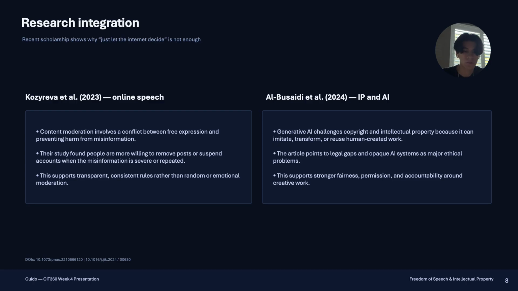For research, Kozyreva and colleagues studied content moderation dilemmas between free speech and harmful misinformation. Their work supports the idea that platforms need clear and consistent rules, especially when misinformation is harmful or repeated. Busadi and colleagues focus on generative AI and intellectual property. I'm sorry, I may have mispronounced that. Feel free to correct me if I did. But they explain how AI challenges older copyright rules, because it can reproduce or transform human created work in ways that are legally and ethically unclear. Together, these articles show that technology ethics is about governance and not just features.